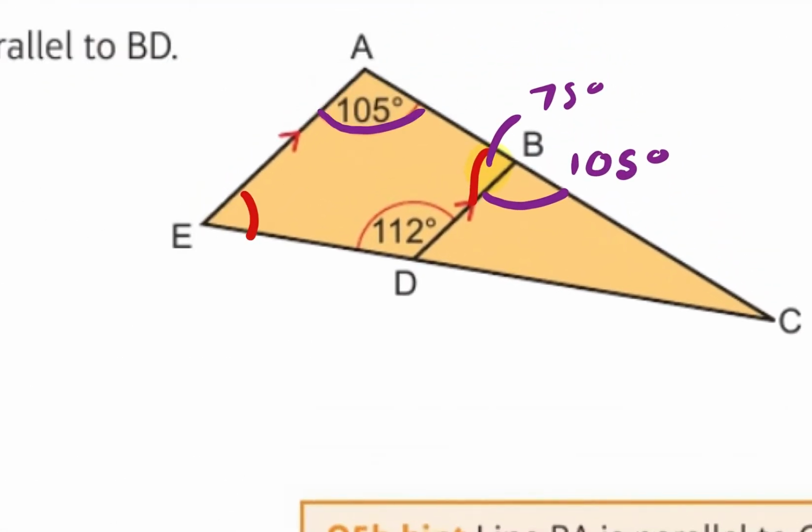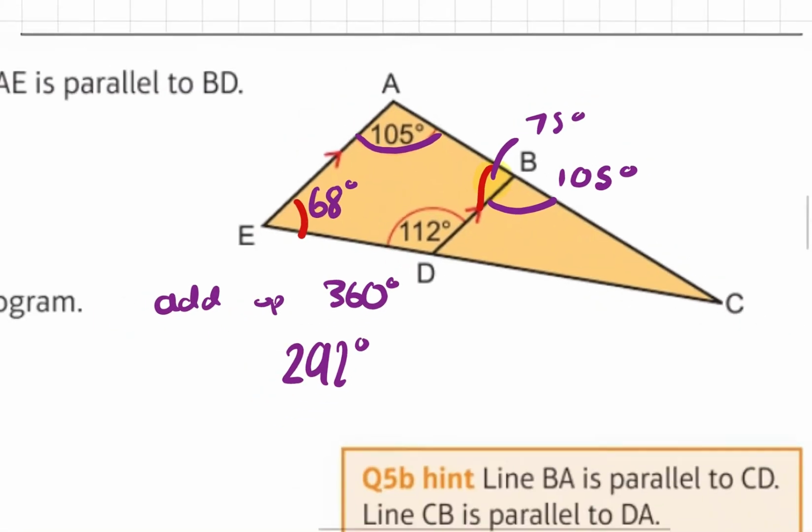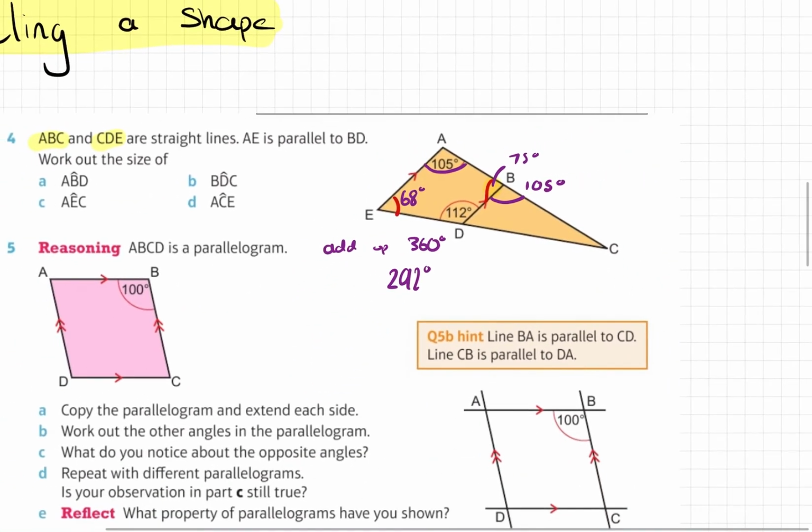Actually, one last one, I'll make a point. We've got a four-sided shape here. A four-sided shape adds up to 360 degrees. Well, we now have three of them. So 105 plus 112 plus 75 equals 292. Take it away. What are we left with? 68 degrees. There we are. Okay, so let's carry on.